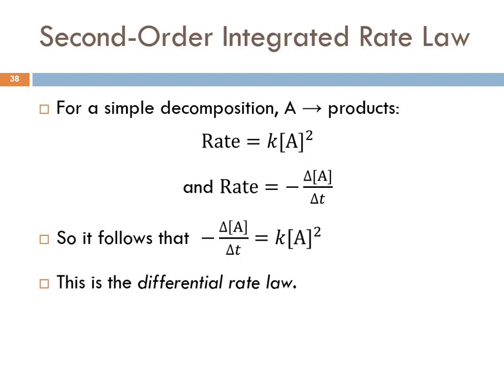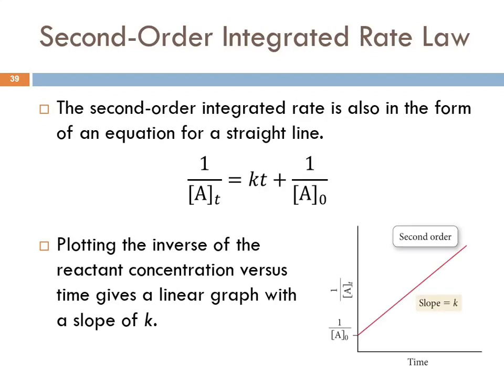Okay, second order. We can get these integrated rate laws using the same idea. Here the rate is k times the concentration squared. The rate is still the negative change in A over the change in time. And so we get this, our differential rate law. That doesn't really help us very much, but we take that and we integrate it. And we also come up with an equation in the form of an equation for a line.